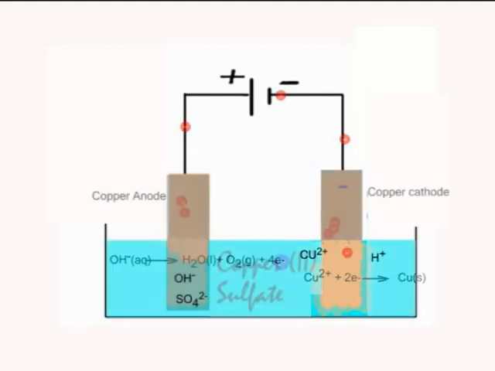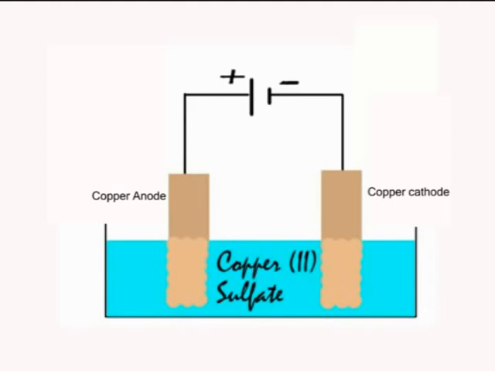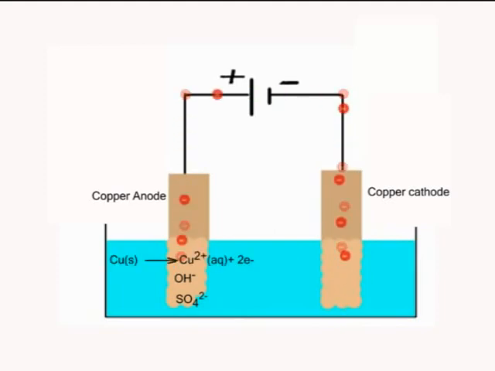How about when we use copper electrodes? Now the setup is the same. At the anode, there are hydroxyl and sulfate ions, but none of them will be discharged. What will happen? Instead, the copper atoms in the electrode will lose electrons and become copper ions and dissolve into the solution. Now this is a case of a metal being dissolved into a solution of its own ions.